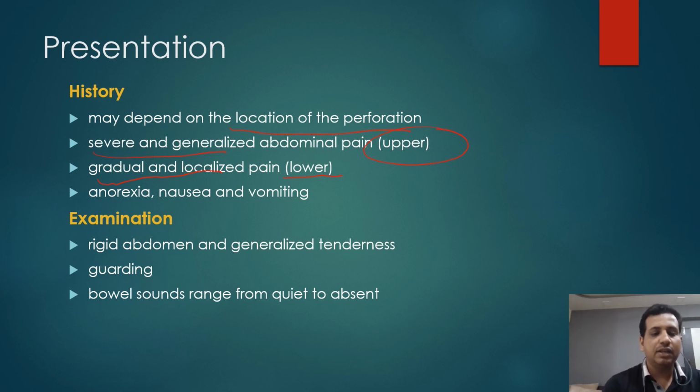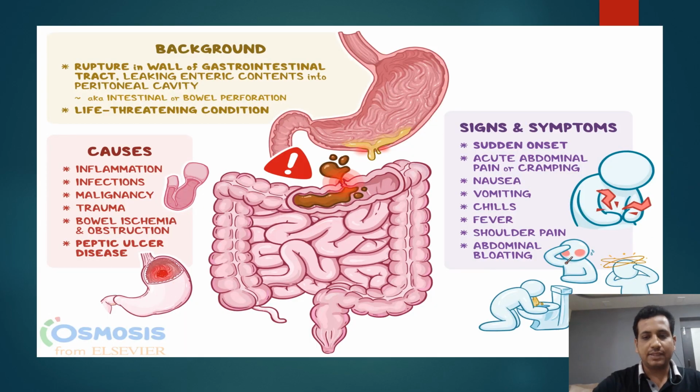On examination, a rigid abdomen can be seen, and there will be generalized tenderness. Guarding will be there, and bowel sounds will be quiet or absent. So this is the clinical picture with which a patient will present. And this is a small diagram which shows whatever I have discussed till now, like what are the causes and signs and symptoms in a bowel perforation. And this is a diagram taken from the Osmosis website.